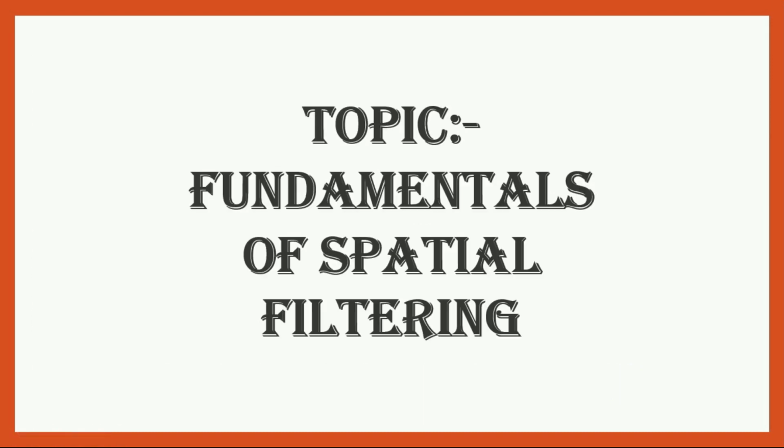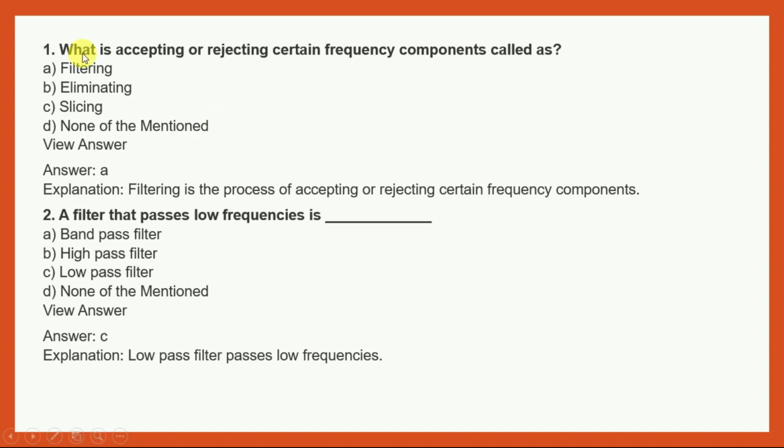So now our new topic is fundamentals of spatial filtering. Basically, in that we are dealing with the fundamentals related to spatial filtering. So what is accepting or rejecting certain frequency components called? The answer is filtering, because filtering is the process of accepting and rejecting certain frequency components. So whenever we are dealing with concepts like accepting and rejecting frequency components, the answer is filtering.